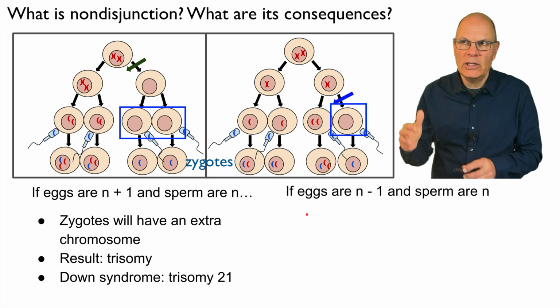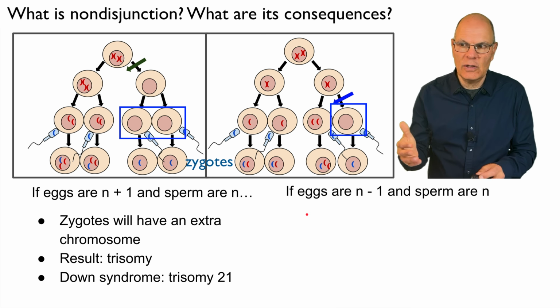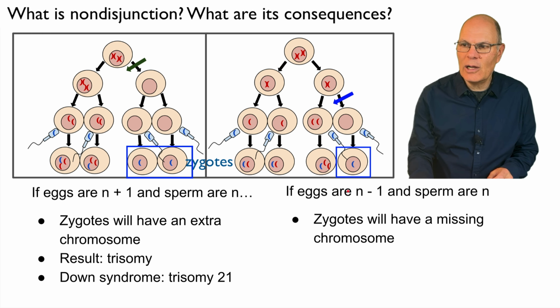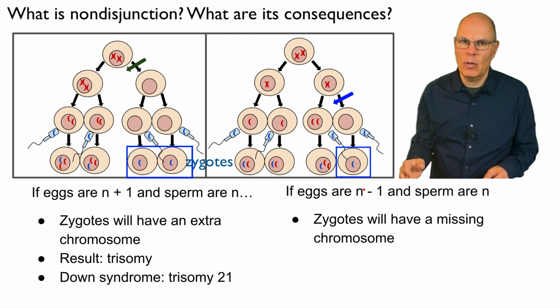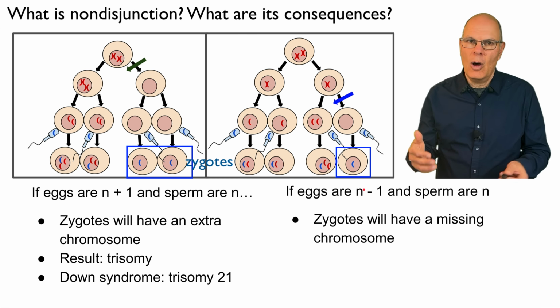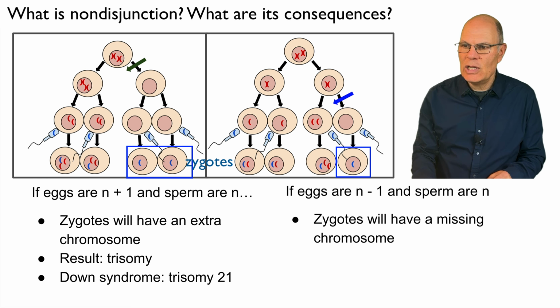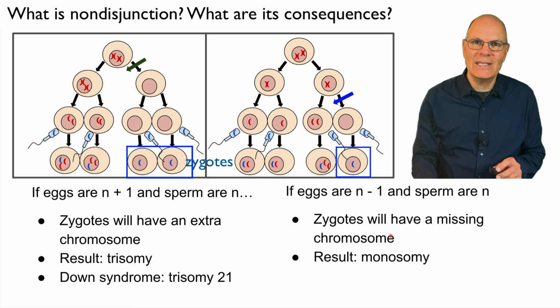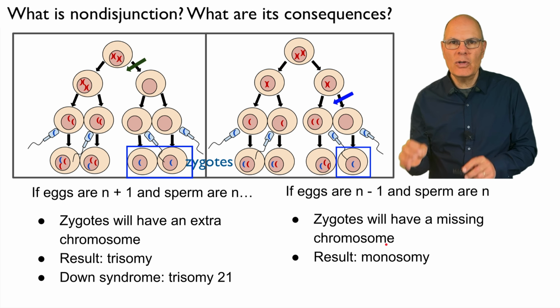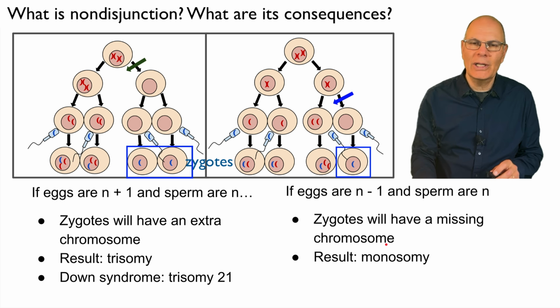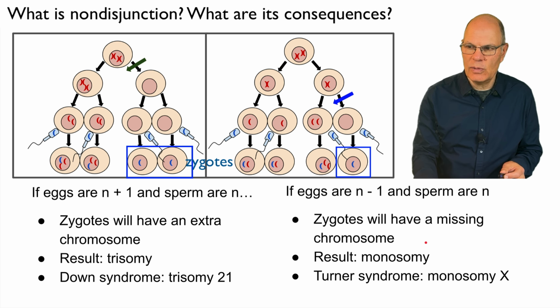You can have nondisjunction that occurs during the formation of sperm as well, but then the zygotes will have a missing chromosome. So they'll have all of the homologous pairs, but one will be short. And the result of that is a monosomy, and most of those aren't really survivable except in the case of the sex chromosomes.